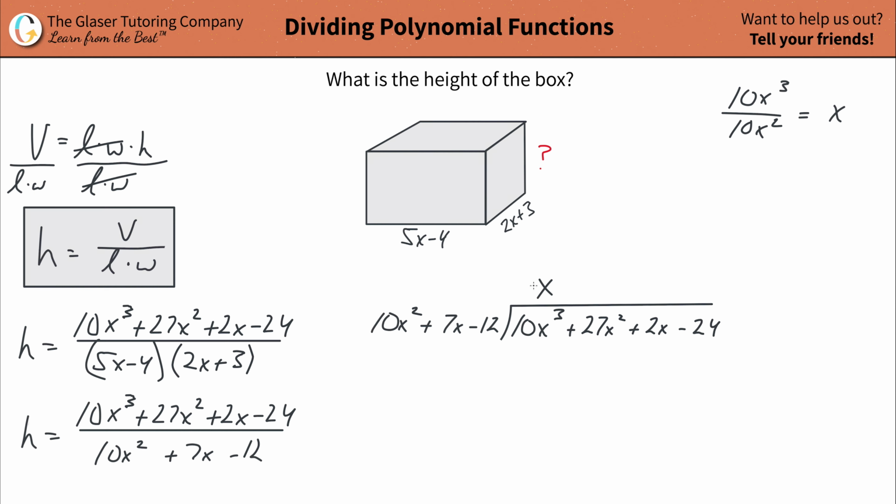Then what you're going to do is take this term and multiply it now into each term of your divisor. All right, and so let's do that. X times 10x squared is going to be 10x cubed. And if you did this properly, you should wind up with that same value.